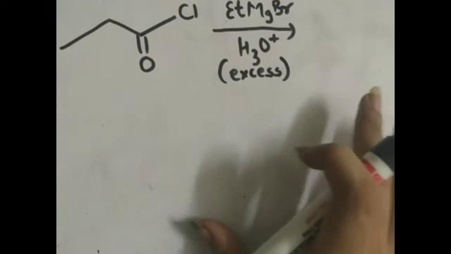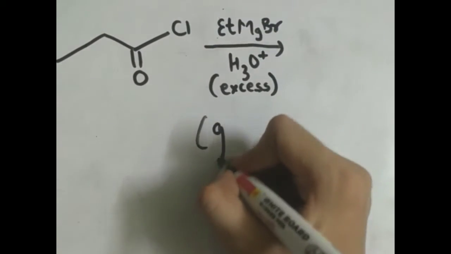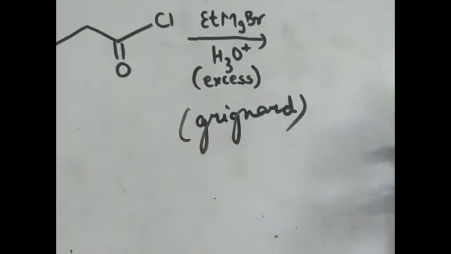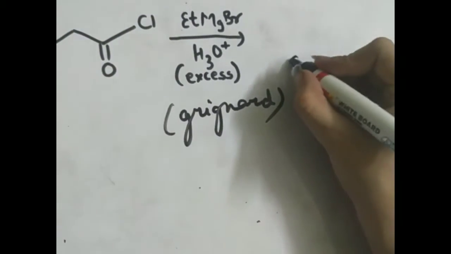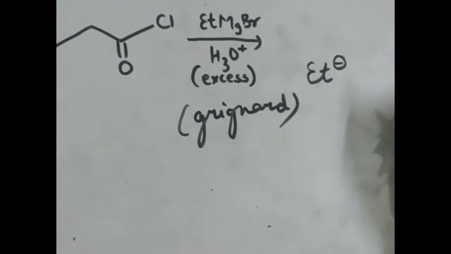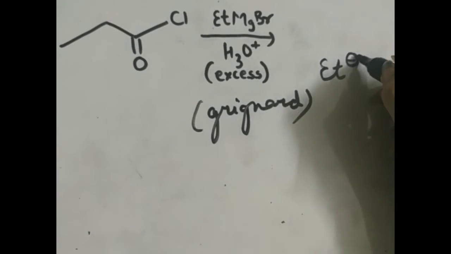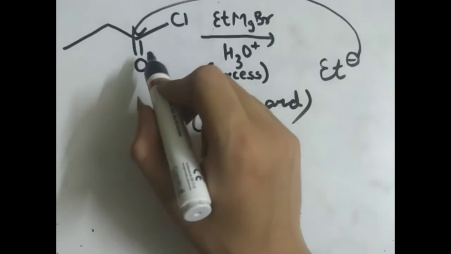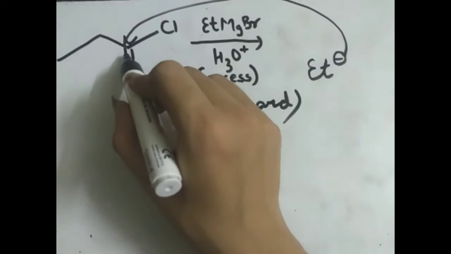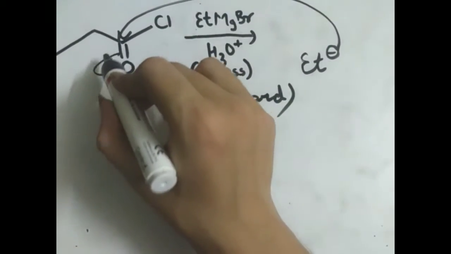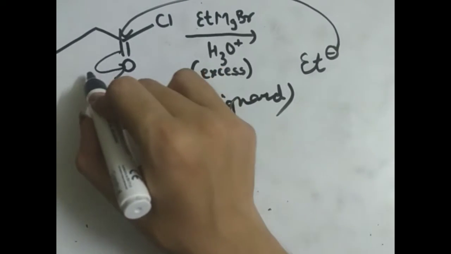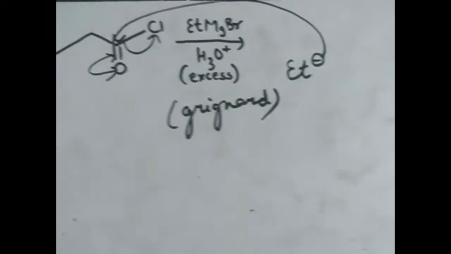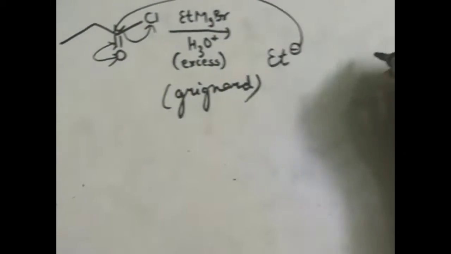So see, the first step is addition of Grignard reagent. So we are adding Grignard reagent here. What is going to happen? Grignard reagent produces Et minus. That is our nucleophile. Okay. So this nucleophile will attack from the behind. It will attack the carbonyl from the behind, and see what will happen. This electron density will shift here, and when it will come back, this chlorine will leave. Okay, giving us this.